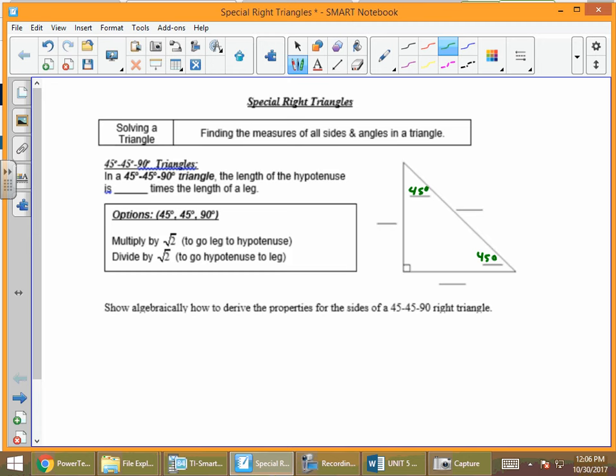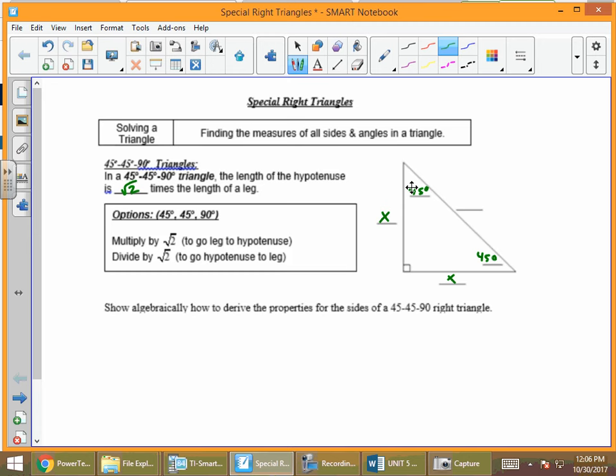Okay. The length of the hypotenuse is radical 2 times the length of a leg. What that means: if we have a triangle where two angles are the same, what do we know about the two sides? They're the same. So across from this 45, this side and this side are the same. I'm just labeling them in a generic way. You'll have to deal with actual numbers here in a minute, but I'm just labeling those sides with x.